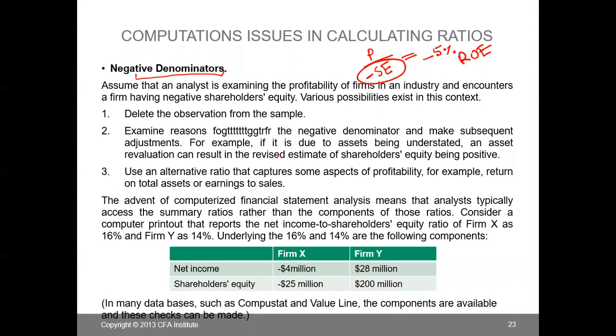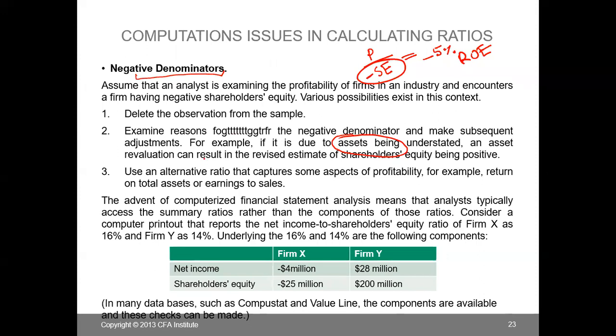Is it that the company is near bankruptcy, and that's why the denominator has become negative? Or are there some good reasons that can be looked for? If it is found that the assets in the financial statements are undervalued, they need some revaluation. If after revaluation of the assets your shareholders' equity becomes positive, then do this. Okay, it is one solution.